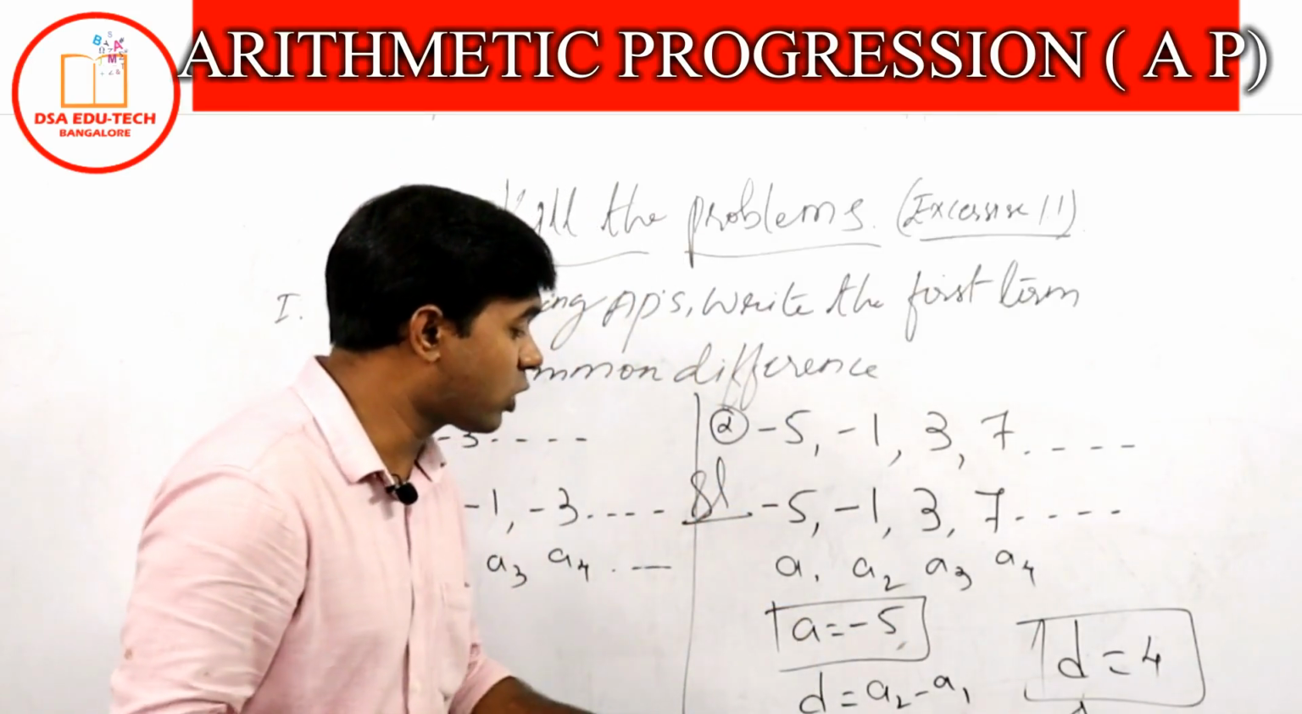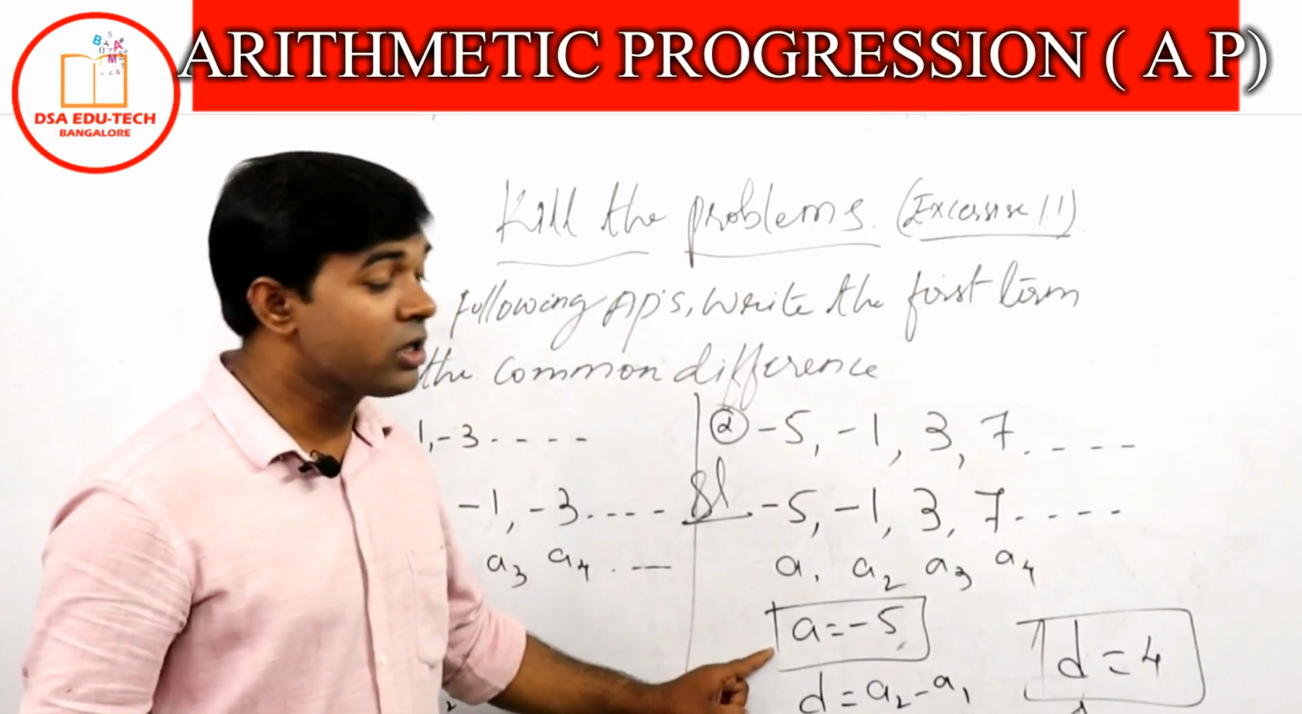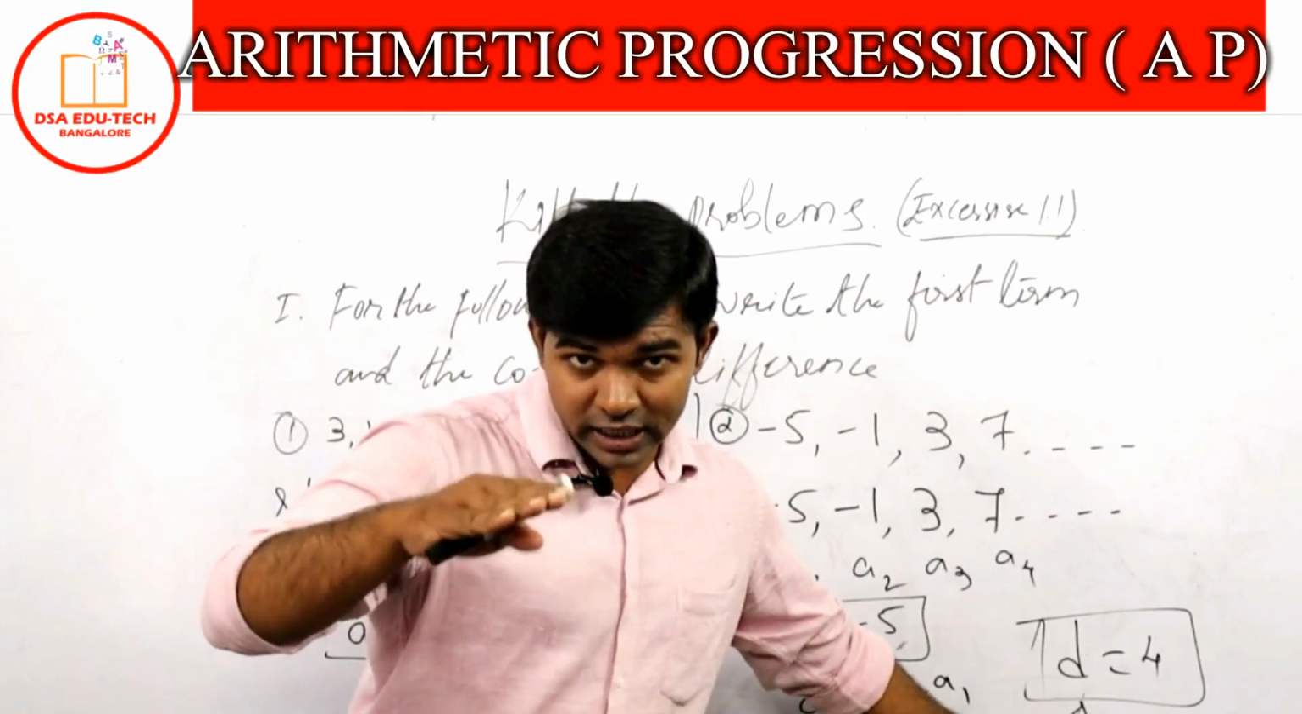So basically I am able to solve this problem. I am able to calculate the A value, the first term, that is minus 5 I have got, and the common difference, that is I have got 4. Got it? Yes.